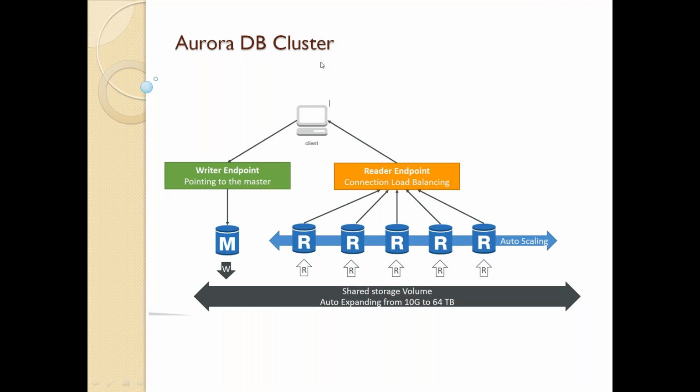When you create an Aurora DB cluster, you get a writer endpoint and a reader endpoint separately. The reader endpoint is load balanced across these 15 read replicas, so if you use the reader endpoint, it will redirect to any of them. The writer endpoint always points to the master. If we have time, we will go and see what is there.